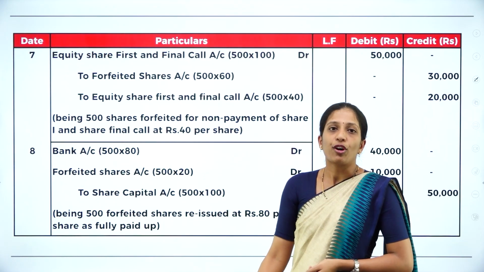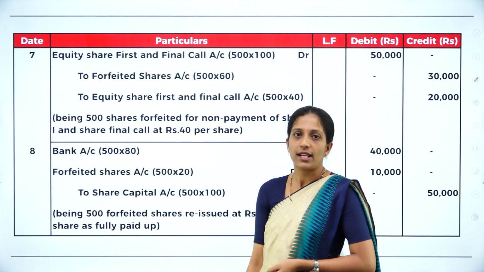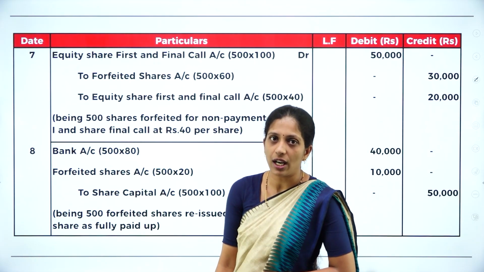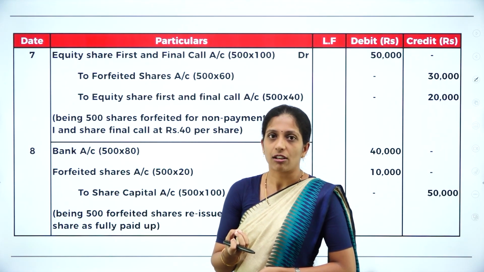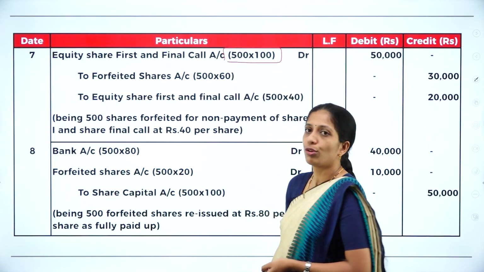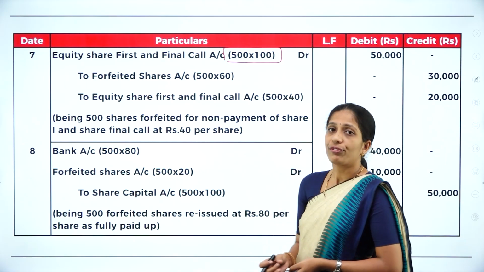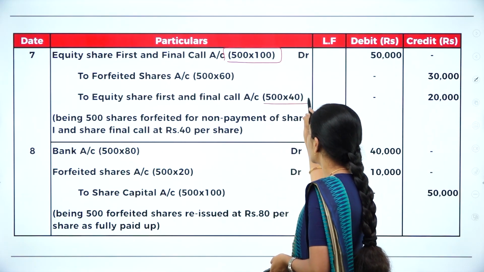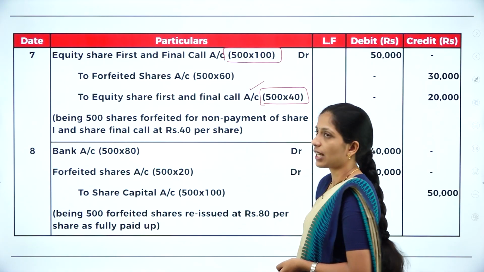Next is forfeiture entry. Equity share capital account debit to forfeited shares account, to share first and final call account. On 500 shares, we have not received first and final call money. So how do you write the amount? How much we had to receive excluding premium? 100 rupees. 500 into 100. Out of which 40 rupees we have not received on first and final call. So 500 into 40 for first and final call.